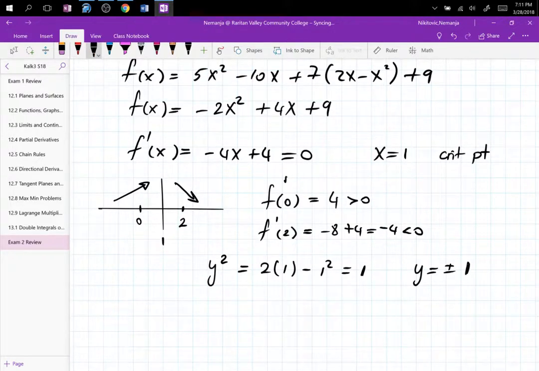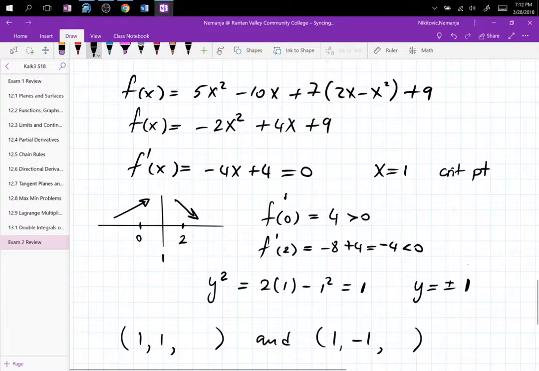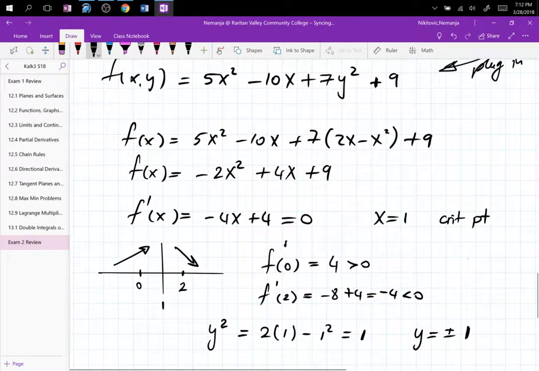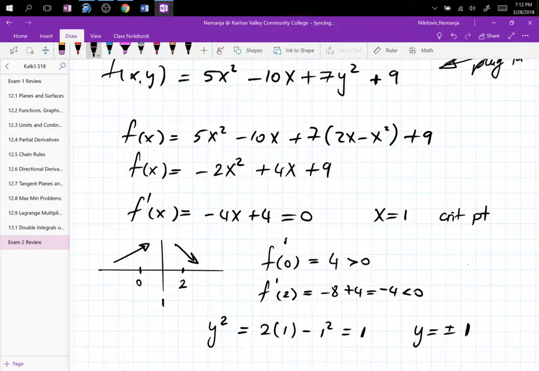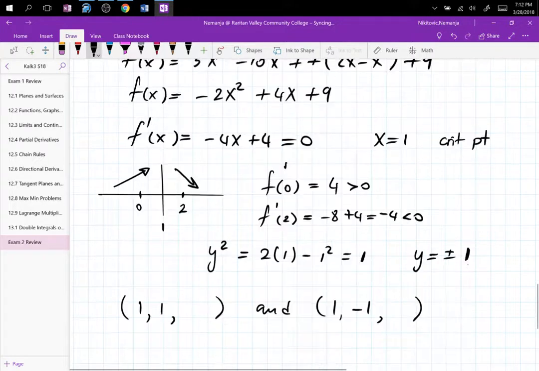So now I have 2 points. I have 1, 1. I need to calculate z. And I also have 1, negative 1, and I need to calculate z. To calculate z, I go back to the original function, which I have right here. So that's going to be 5 minus 10. That's a negative 5 to 11. So this one should be 11.